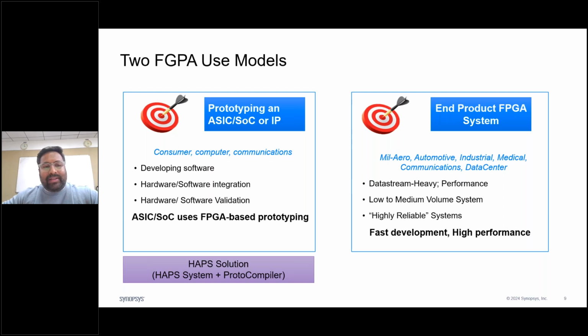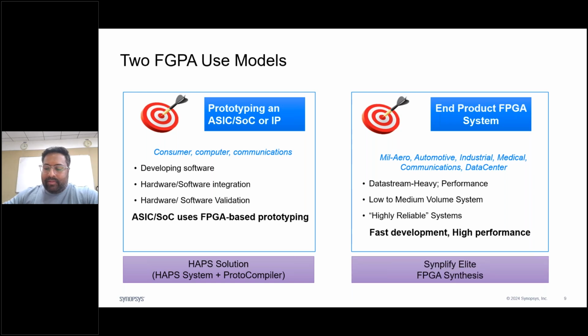To address these prototyping challenges, Synopsys offers the HAP solution. The HAP solution is a high-speed hardware ASIC prototyping system. To deal with this HAP system, we have a software called ProtoCompiler. And if you want to use FPGA as your end application for implementation, we have a software called Simplify. We'll see more details about Simplify in the next slides.